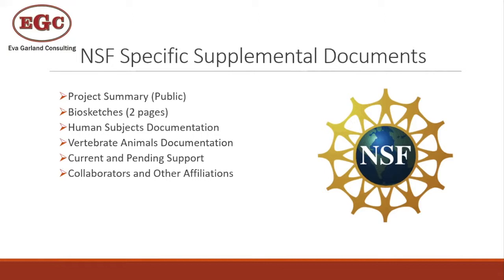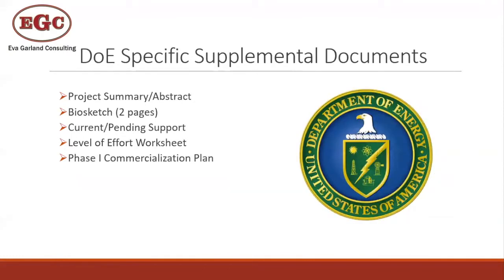Current and pending support must include the name of the grant, the agency, the amount, the time commitment, and role. For an NSF Phase 1 proposal, only 3 letters of support are allowed. And though the FOA states that they are optional, as I mentioned earlier, we have found that they are pretty much essential. The Department of Energy requests fewer documents.